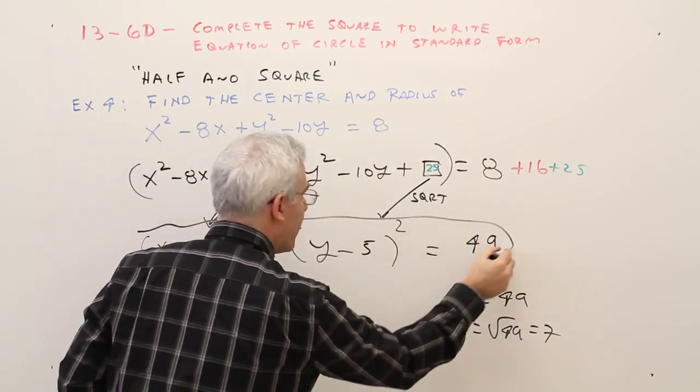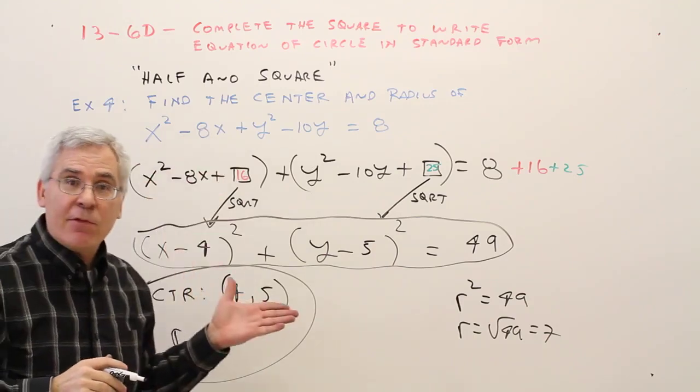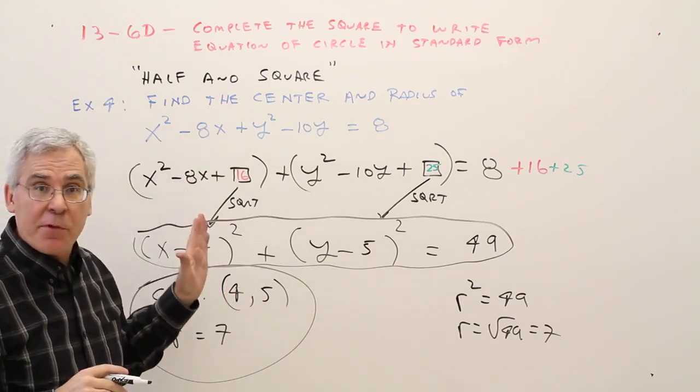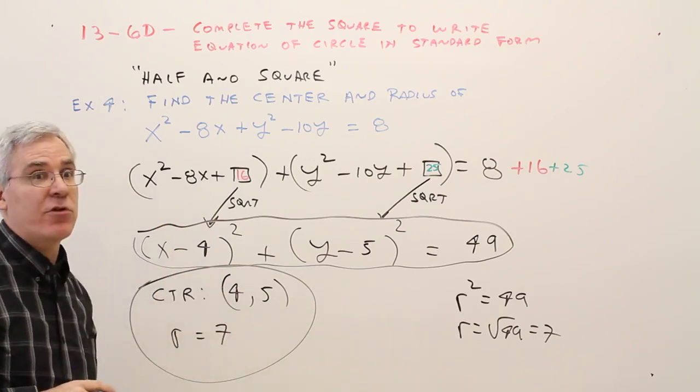And this was kind of important as well. So there you have it, how to complete the square to put the equation of a circle in standard form, so you could easily identify the center and the radius.